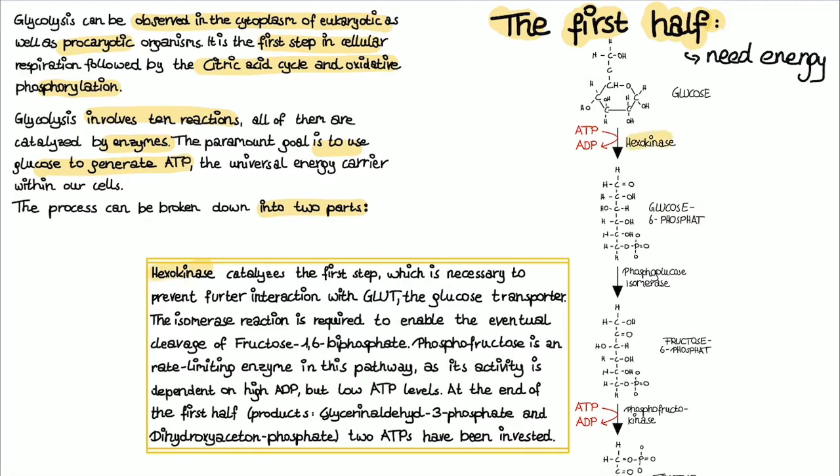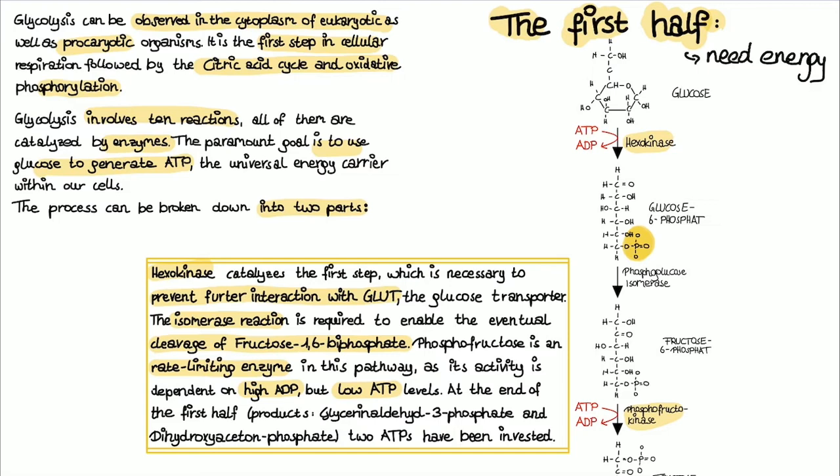Hexokinase is responsible for catalyzing the first step. This first step is necessary to prevent further interaction between the component and the GLUT transporter. So we need to add a phosphate to the glucose molecule in order to prevent it from going out of the cells again. The isomerase reaction is then required for the cleavage, and one important enzyme is the Phosphofructokinase, which is the rate-limiting enzyme, because it's only active when ADP is high and when ATP is low.